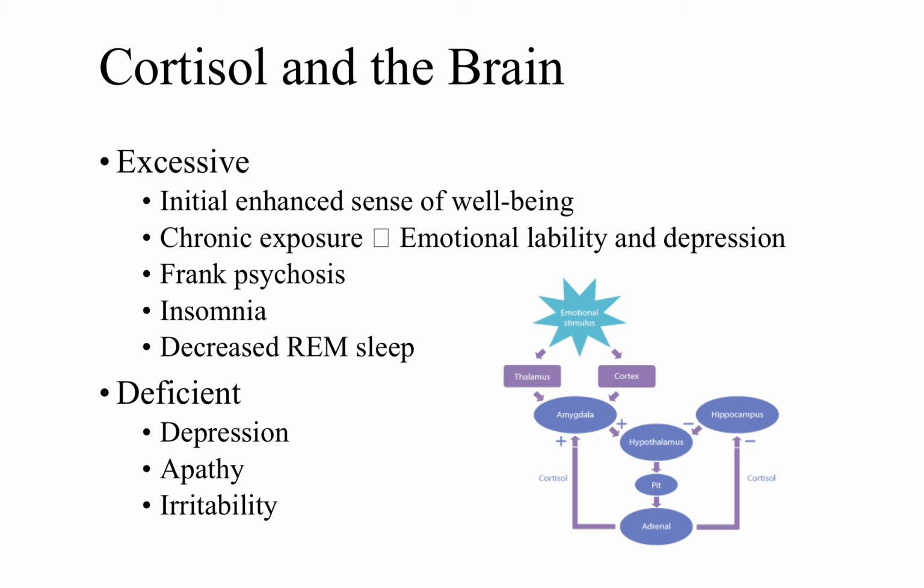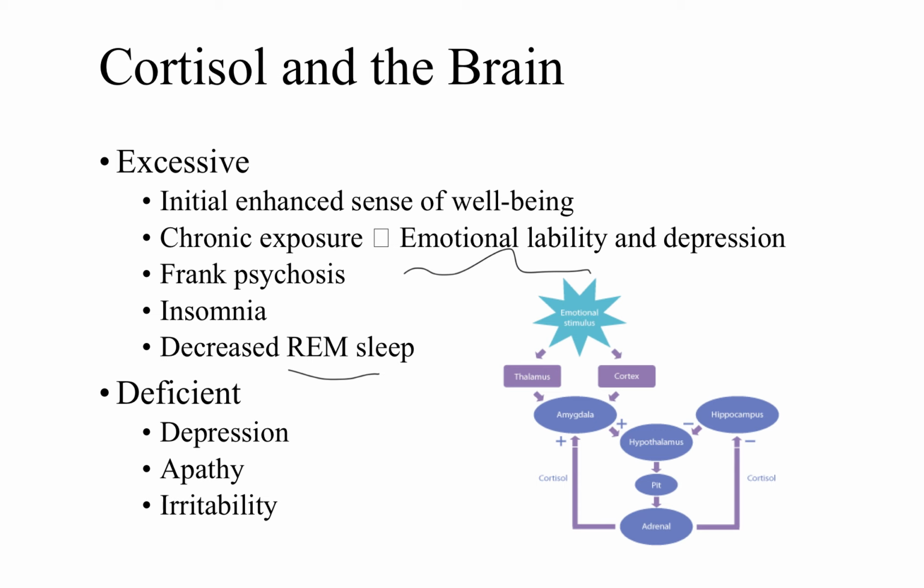initially it is almost euphoric. So people feel this great surge of energy. It's kind of like a little bit of a mania, so that you feel good under a little bit of stress. It's kind of like when you have a due date or some kind of deadline, you work faster and you feel more productive. But if you feel like that all the time, it's not good for you. So with chronic exposure of your body to cortisol, you have a lot of emotional change. You can have depression, frank psychosis again, insomnia, decreased REM, which is when your brain undergoes the most restoration.